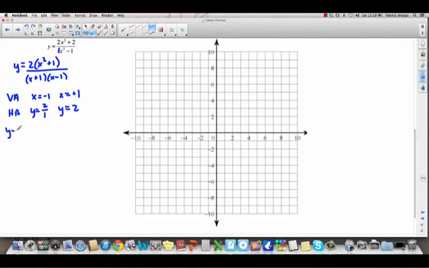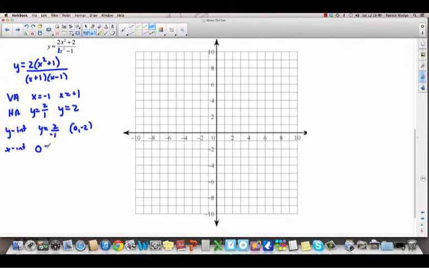Y-intercept. Let's get the y-intercept, put 0 in for the x's. Let's do it in this first one up here. So we get y equals 0 plus 2 is 2, and 0 take away 1 is negative 1. So our y-intercept's at 2 divided by negative 1, or negative 2. (0, negative 2). X-intercept. Got to make the whole thing equal to 0.